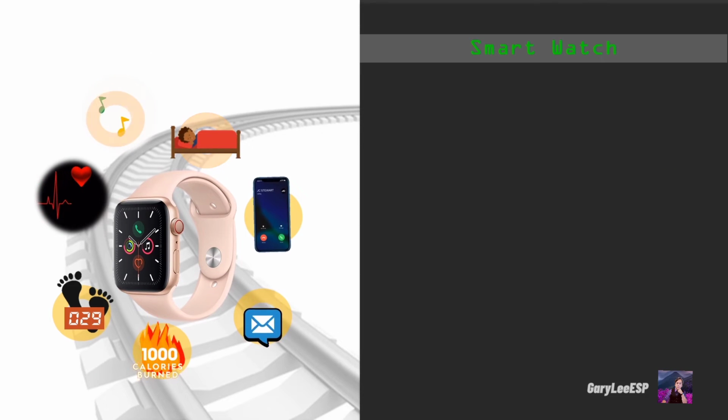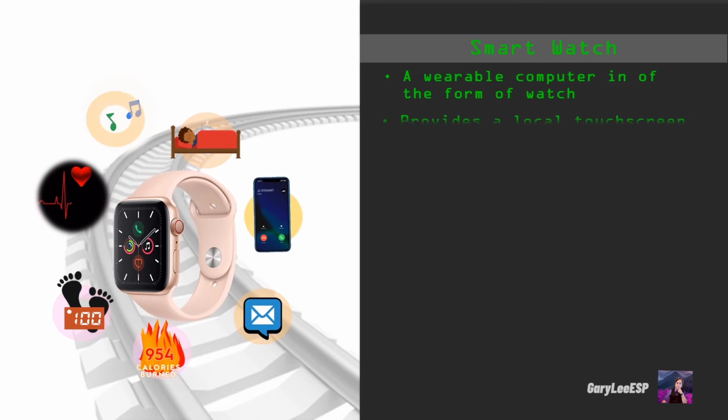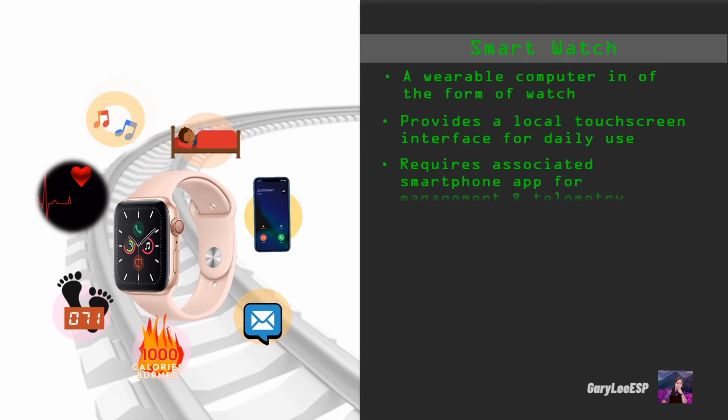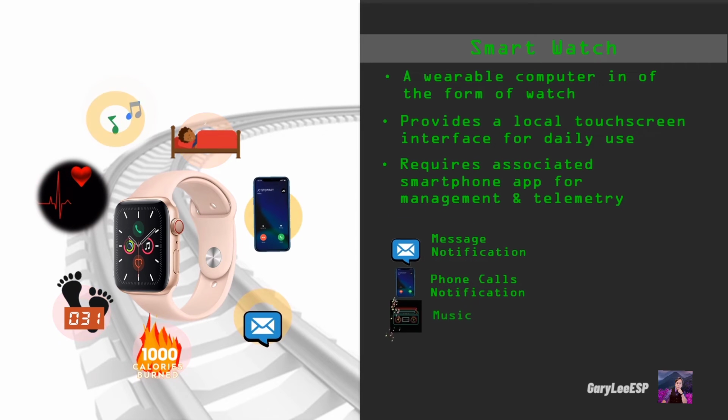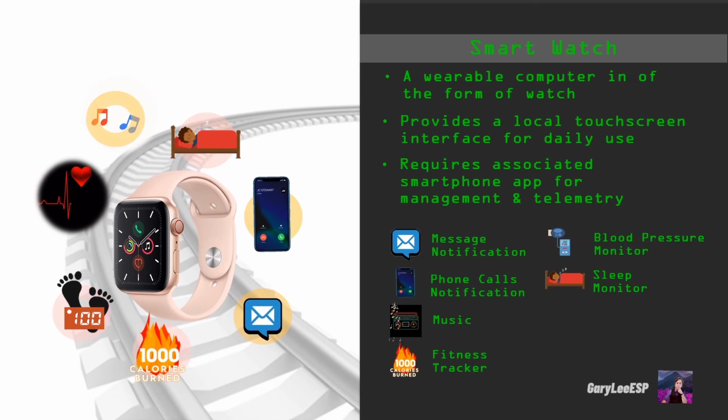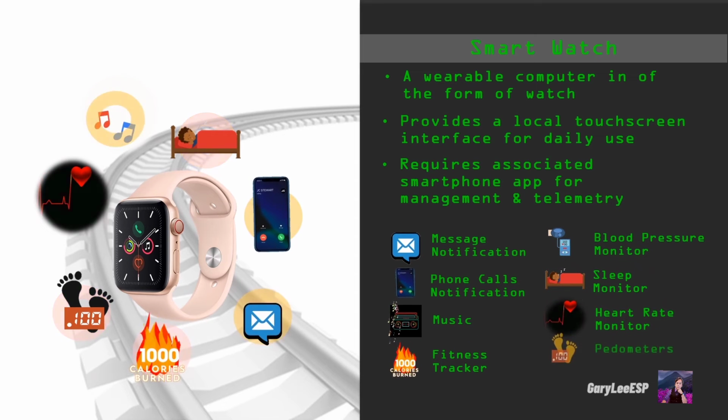Smartwatch, a wearable computer in the form of a watch. It provides a local touchscreen interface for daily use, which requires an associated smartphone app for management and telemetry. Common features that can be found on a smartwatch include message and phone call notifications, and it is mainly used to track our fitness level and health condition.